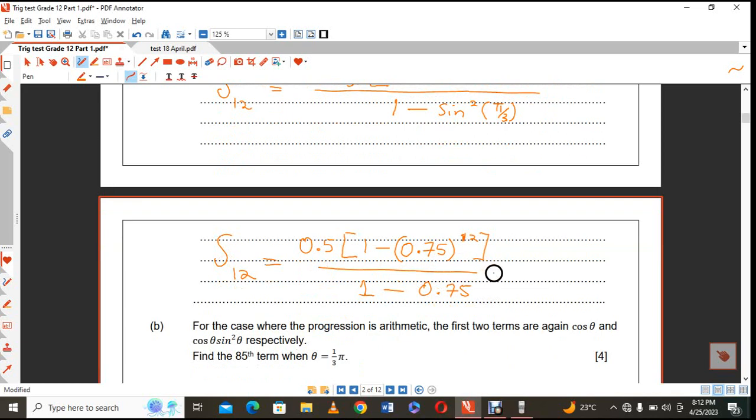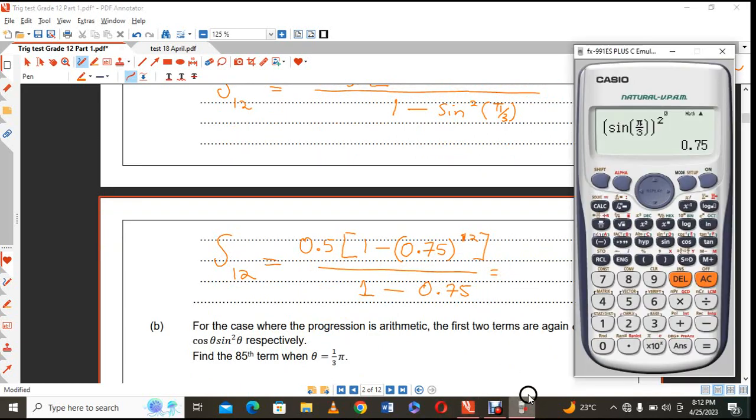So in any case, our answer for this whole thing, I can go ahead and say, okay, so I have 0.5, open bracket, 1 minus, open bracket, 0.75, close bracket. It should be raised to the power of 12, okay? And then I'm going to close the bracket again, and this should be divided by 1 minus 0.75. Okay, so I'm getting that number there, 1.93. You can see that.